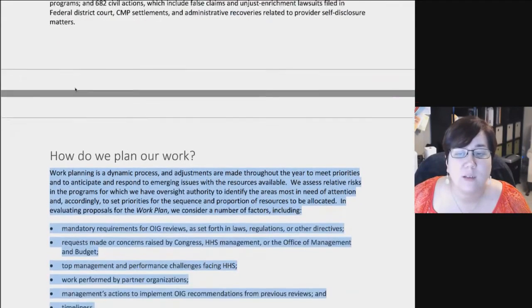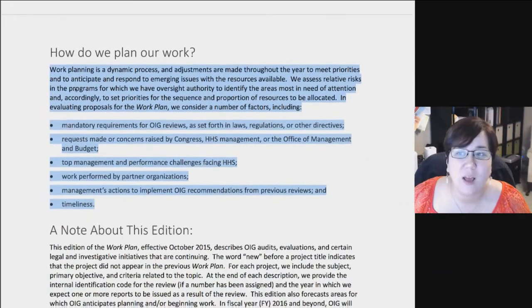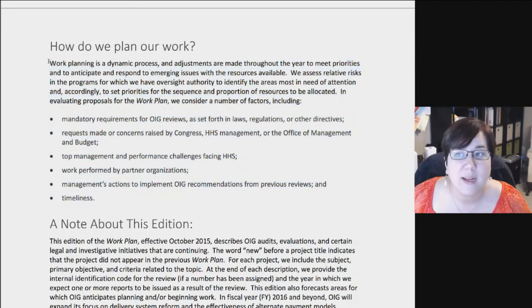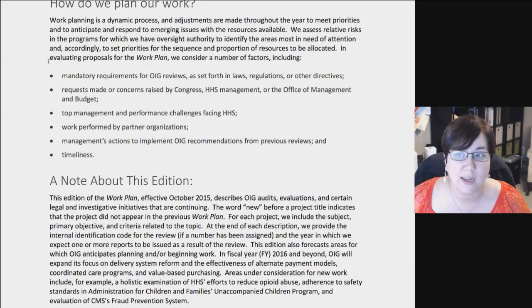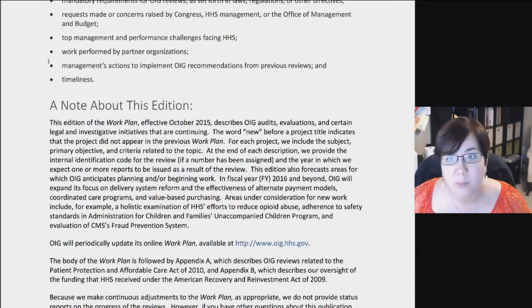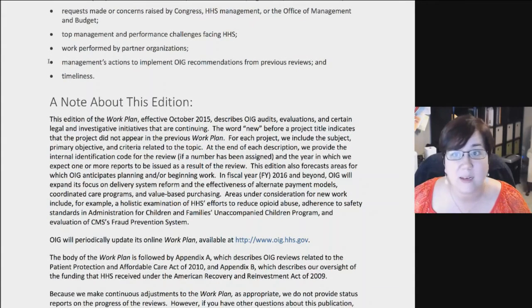If you scroll down a little farther, and this is the part that I've kind of highlighted, this is where they explain how they plan what it is they're going to do. Well, they start to look and see what resources they have that they can allocate and what things they need to be looking at. What are some of the mandatory things that they have to look at? What are some of the top performance challenges? What is the work being performed by partner organizations? And then they get into timeliness. All of that information factors into how they determine what they're going to look at.